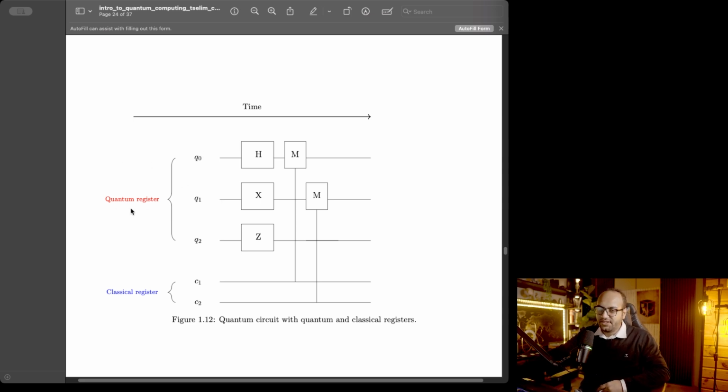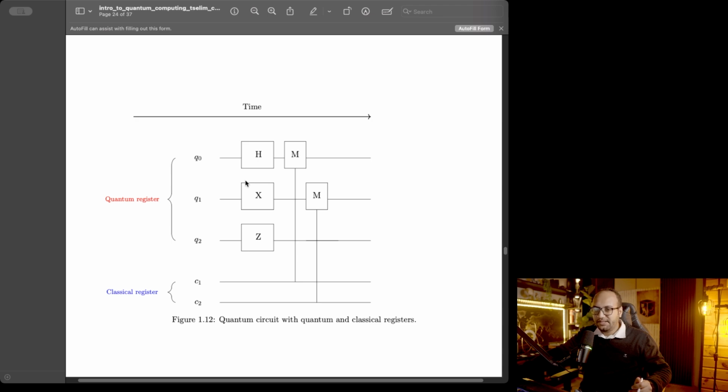The quantum register is composed of a group of qubits, and these qubits we number like 0, 1, and 2, and so on. They could be initialized in the 0 state or the ground state, or in any combination of zeros and ones. Then we manipulate the quantum state of this multi-qubit quantum register using quantum gates like H, X, Z, and also multi-qubit gates as well.